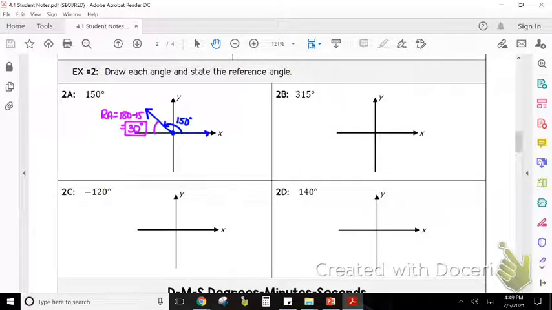All right, 2B, we're going to start in standard position of 315 degrees. So my initial side's on the positive x-axis. My vertex is at the origin. And we're going to graph it till we get to 315 degrees, which is over here. And so we want to know, what is our reference angle? Well, we're in quadrant 4, so our reference angle is equal to 360 minus 315, which is 45 degrees.